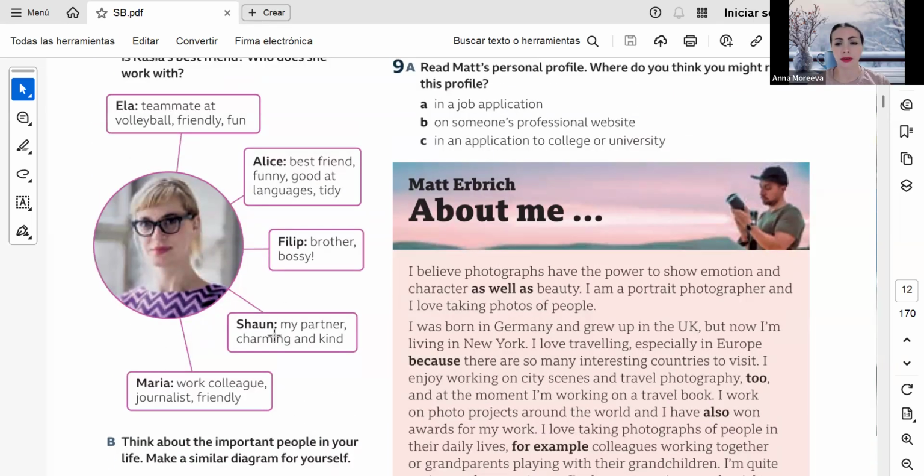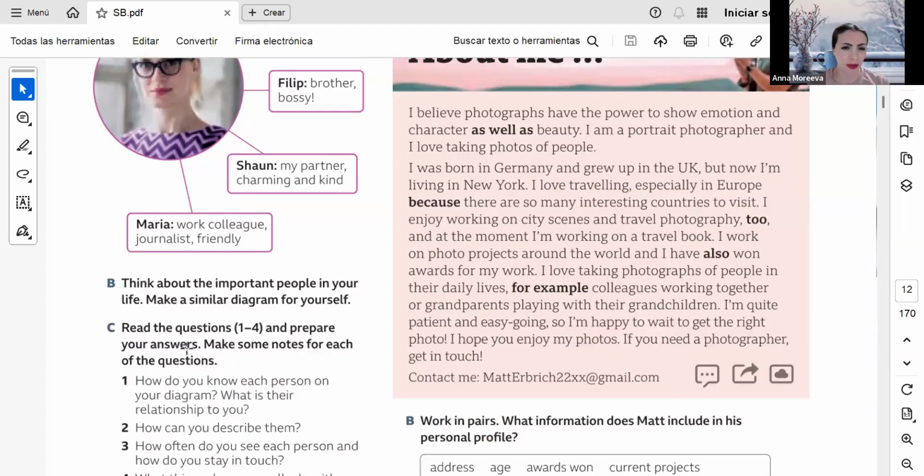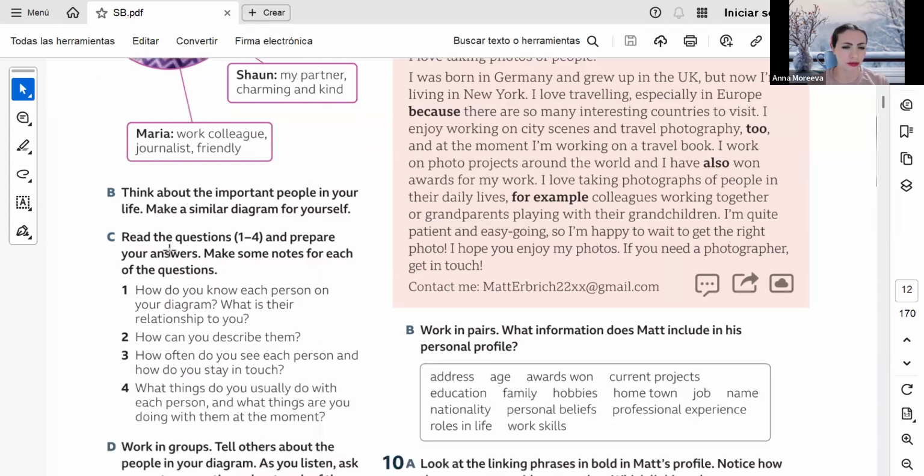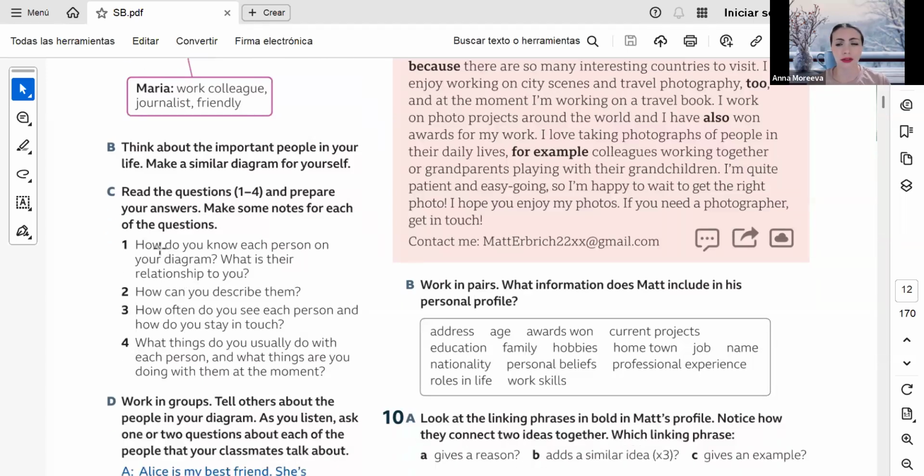And you speak about 5 important people, maybe someone from your family, your brother, your sister, your mom, maybe some teammate, your best friend, your partner, someone. Yeah, 5 people. And you put why also, because she explains he's charming and kind, and this is my work colleague, she's friendly. The next, read the questions and prepare your answers. So your answers will be about your important people. For example, you put that it's your sister, and her name is, I don't know, Lupita. So you need to answer the questions.